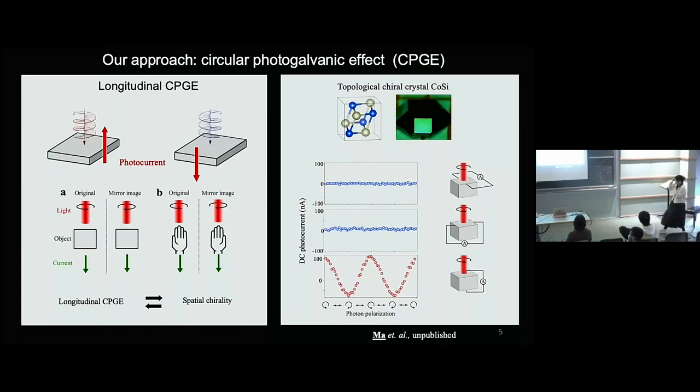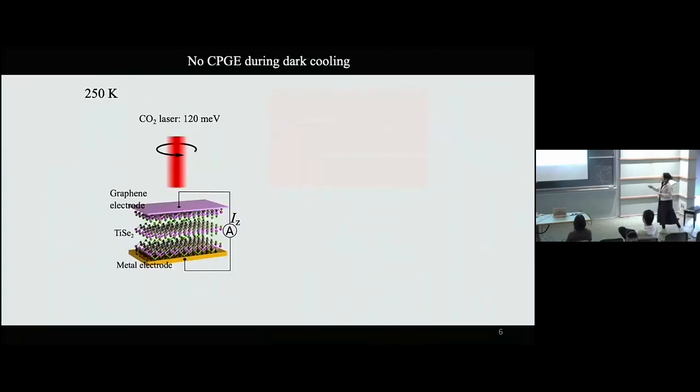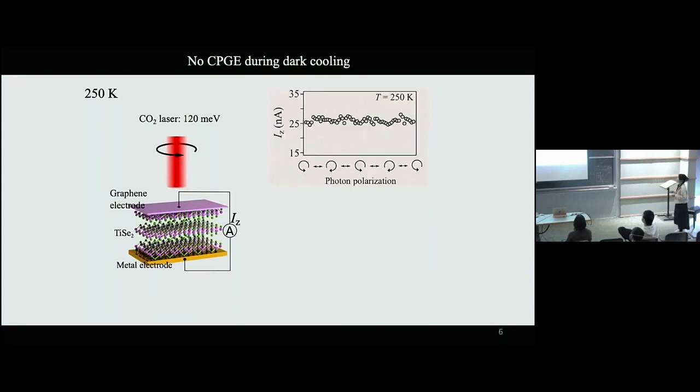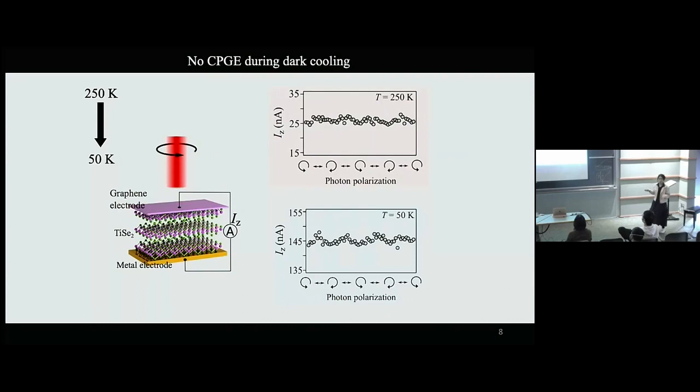Okay, so for the real measurements on titanium diselenide, we will be looking at this kind of curve when we cool down this system. So this is the material. It's layered, and we have a top electrode and a bottom electrode. And the top electrode is graphene, which is transparent, allowing the light coming in without much loss. Right? And we measure this vertical current, which is parallel to the normal light incidence. So we first measure this at high temperatures, and of course we do not see much. But at low temperatures, we do not see much. Okay, it's basically a negative result, and it's kind of disappointing.